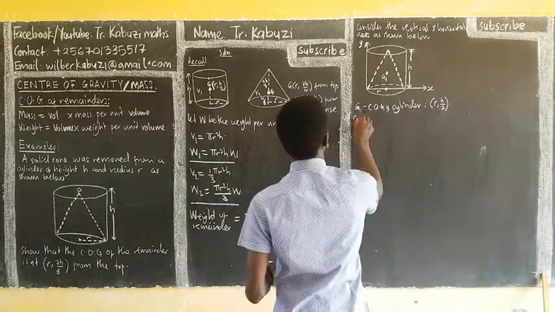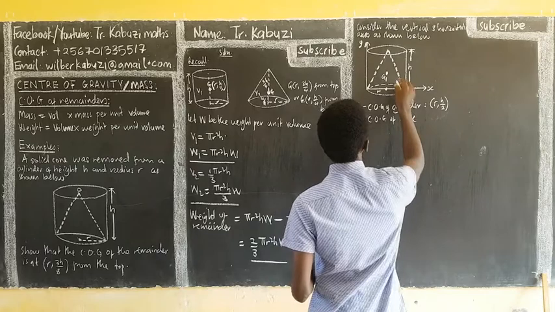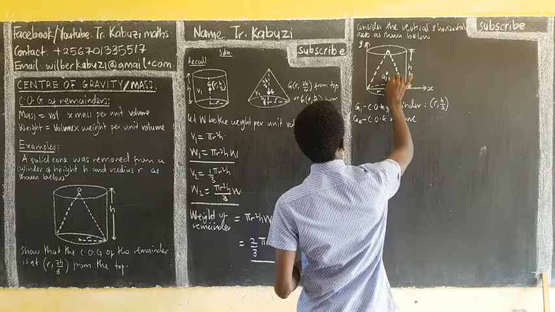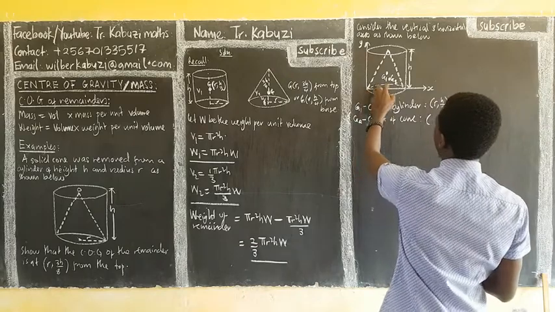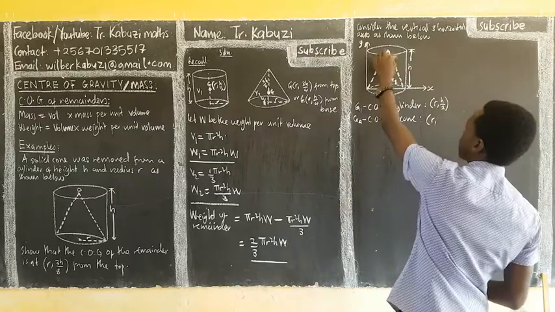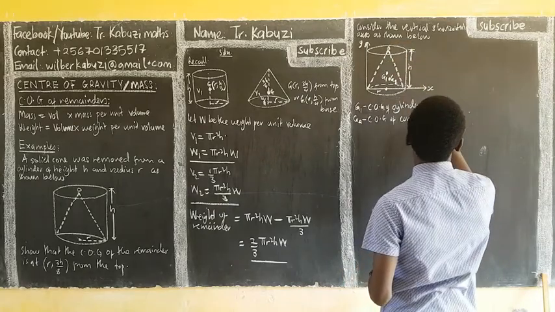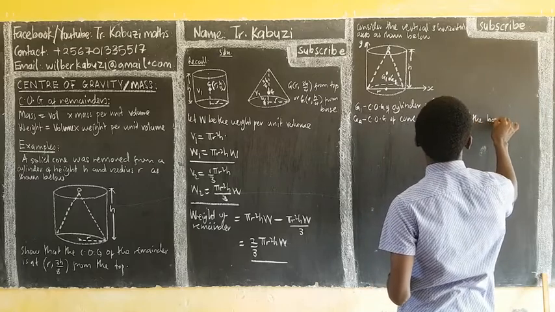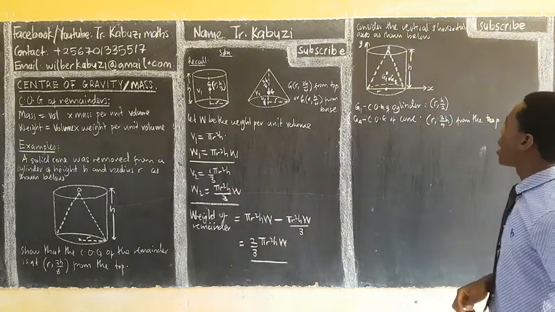Then for V2 to be the center of gravity of the cone, let me put it here to be my V2. So V2 is going to be, from here up to here, also R. Then from the top, it's going to be 3 over 4 h from the top. Now we have the centers of gravity, and now we have the weights.